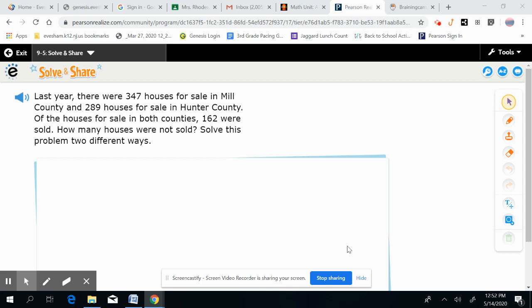Today we will get started with lesson 9.5. We're working on subtracting, and we're working on using regrouping to subtract. We'll get started with the solve and share. I'll read it. I want you to think about it and have a piece of paper next to you, ready to solve.